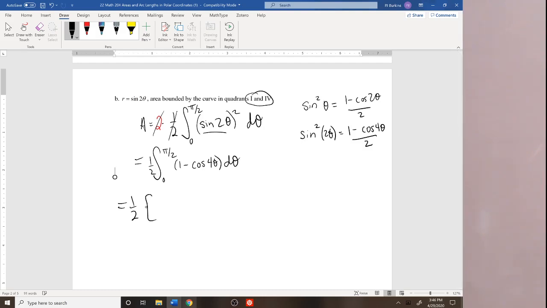Integral of d theta is theta. And integral of cosine is sine, but because that minus is there, it remains negative. And we get a 1/4 in front. So this is actually a pretty good review of doing trig integrals.